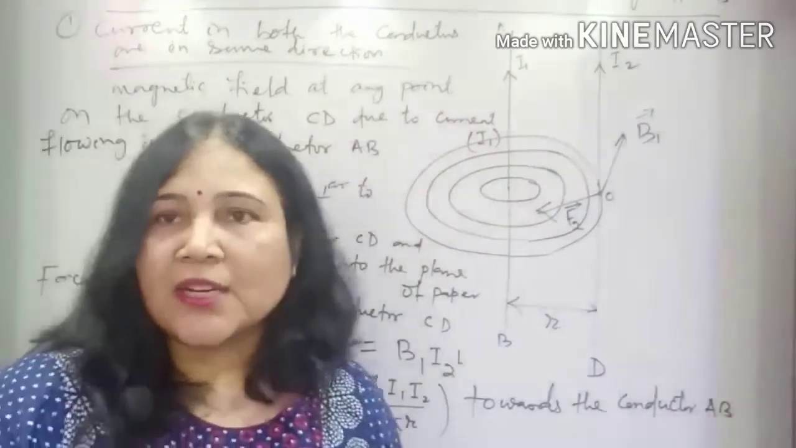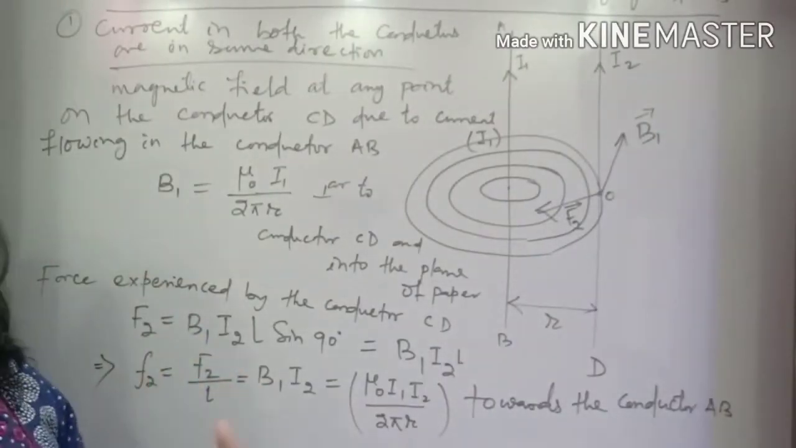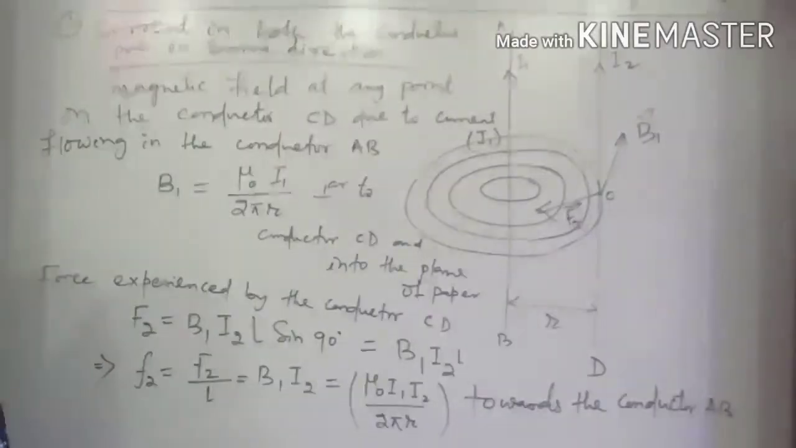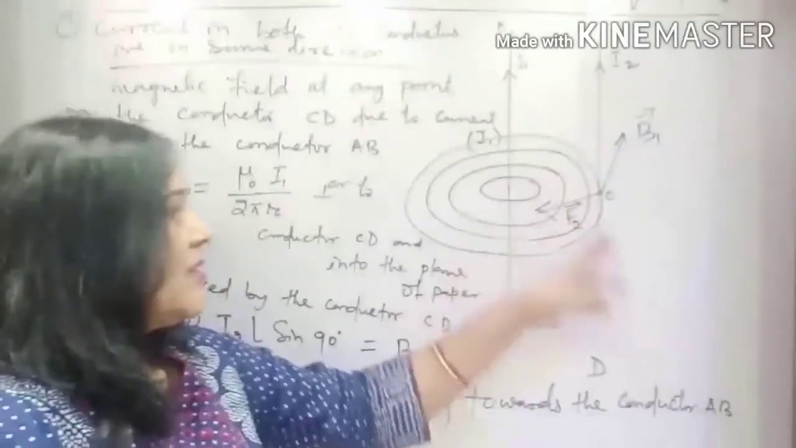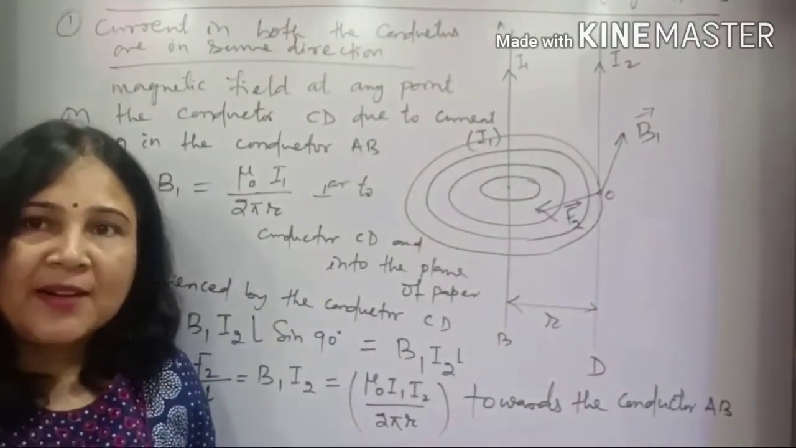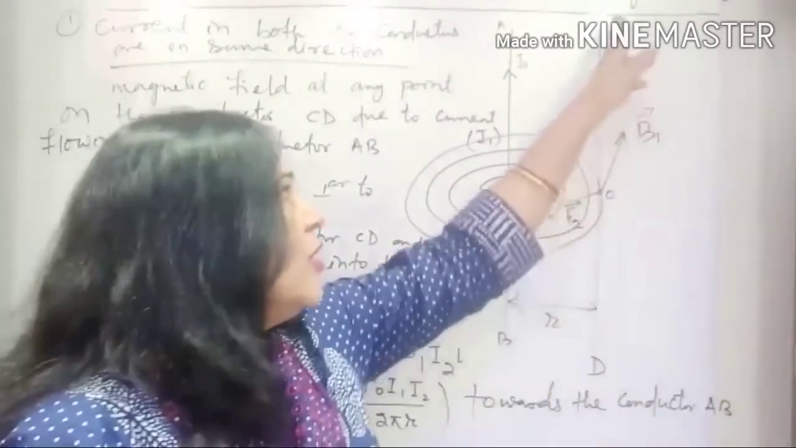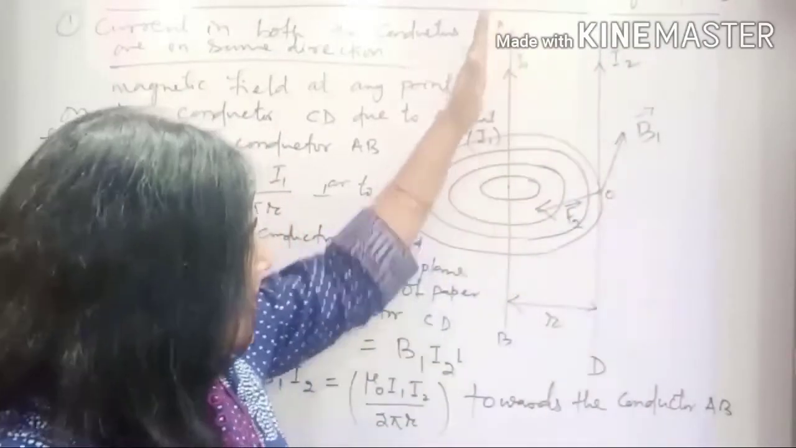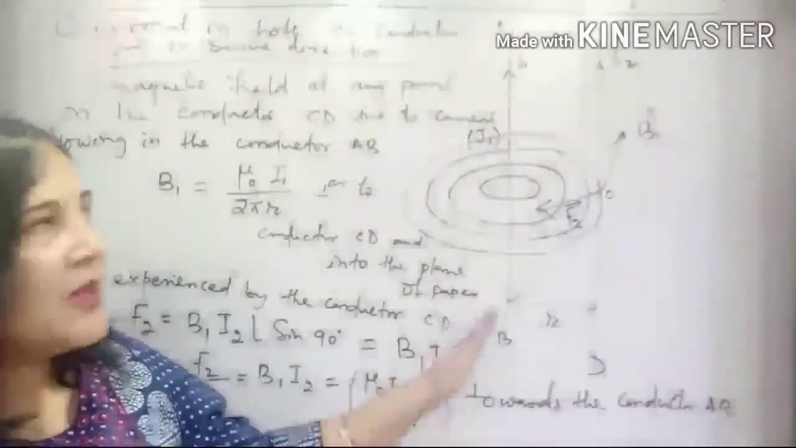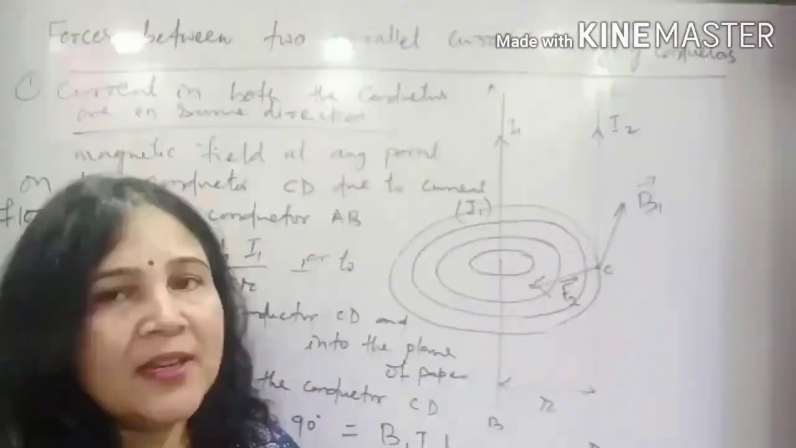Okay, towards the conductor AB. So we have got that expression of force per unit length, which is acting on the conductor CD due to the current flowing through the conductor AB, which is held parallel to it. Now similarly, we can also find out the force experienced by the first conductor, that is AB, due to the current flowing through the second conductor, that is CD.